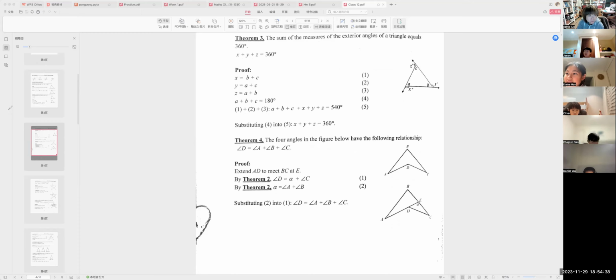Okay, so now let's take a look at the next one. The four angles in the figure below have the following relationship. Angle D equals angle A plus angle B plus angle C. Why? This one I need to explain. Angle D is here, and we have A, B, and C here. This angle looks like a boomerang. Do you throw it or will it come back? No, Jason, why?